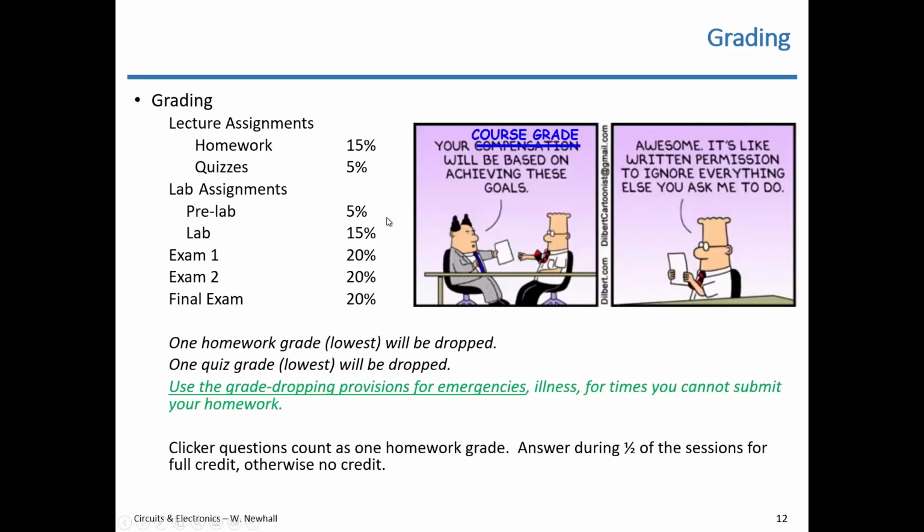For grading, you have homework assignments and quizzes, 20% total. Pre-lab and lab reports, 20% total. And then each of the 3 exams is 20%. The lowest homework grade will be dropped. The lowest quiz grade will be dropped.